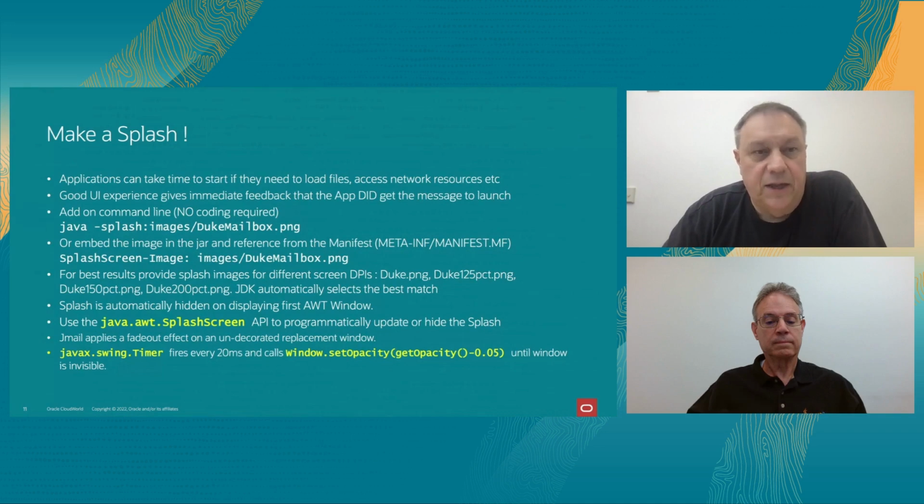And you can embed that within a jar file as well as put it on the command line, and you can provide multiple versions which are named using this convention of number %. And if you have a high DPI screen like a Mac Retina or something else, it will pick the one that's most appropriate for the resolution of your display. The splash is automatically hidden when the application displays its first window. And if you want to be sophisticated and do something like I did here, which was to have the splash fade out, you can use the splash screen API to achieve effects like that.